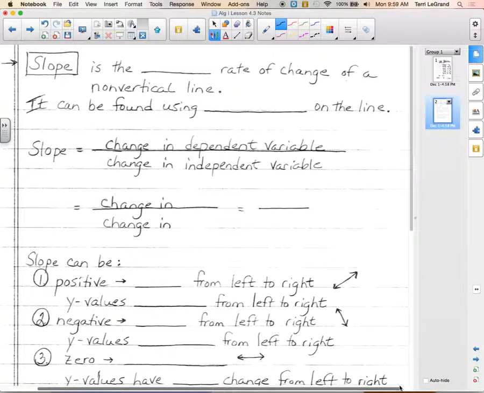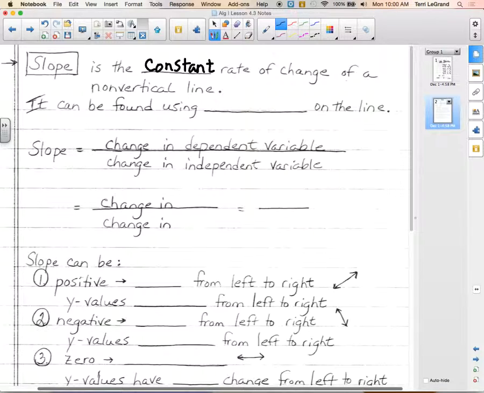Okay, if we have a line that we're going to talk about its slope, what would have to be true about the rates of change over any interval on that line? They have to be the same. So we're going to talk about slope being a constant rate of change.